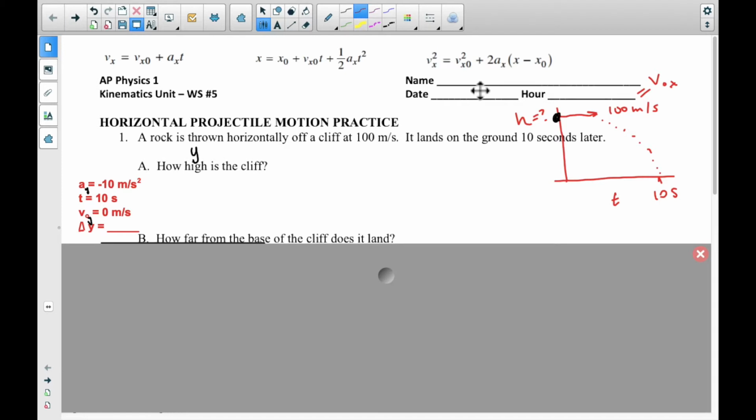This one requires us to have a final velocity, which we do not know. Now, we could calculate it, but we don't know it yet, so I'm not going to use this one. I'm going to use the second equation.